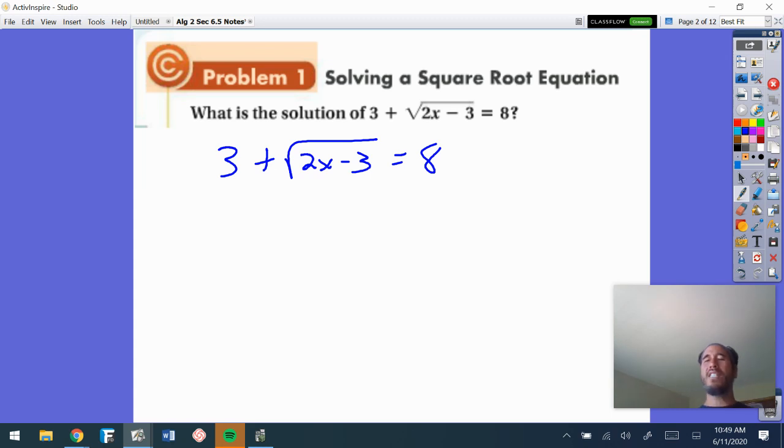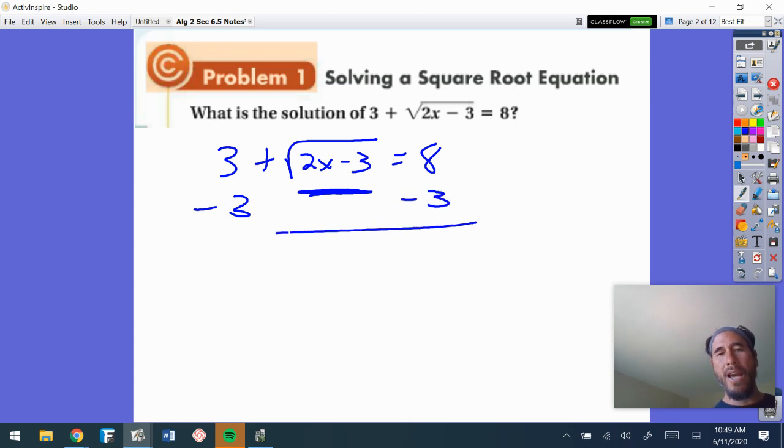So we look outside of that radical. The only thing outside of this radical is that 3, so I've got to get rid of the 3 first. How do we do that? It's a positive 3, so we subtract 3. So we get the square root of 2x minus 3 is equal to 5.